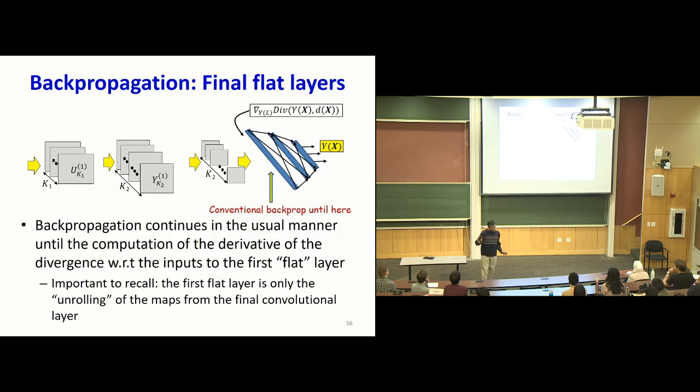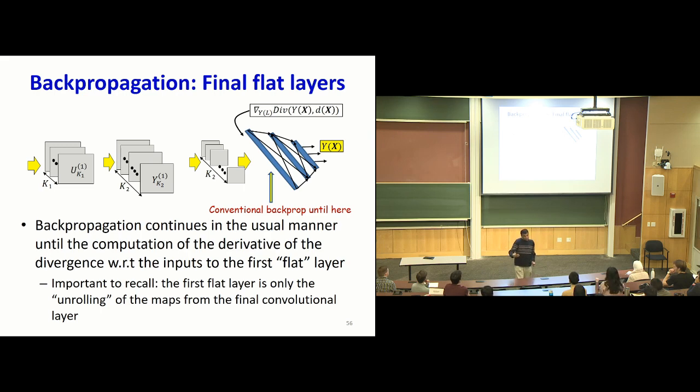Now, this is where backpropagation kicks in. We know how to perform backpropagation through a standard multi-layer perceptron. So for these flat layers, there's nothing new to be learned. We know exactly how these things are performed. It's just a standard MLP. If I have defined a divergence over here, I can compute the derivative of the divergence. I can propagate it backwards all the way till here.